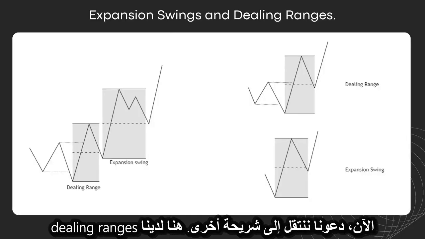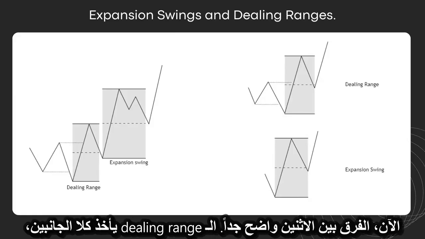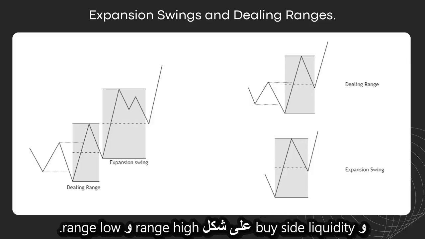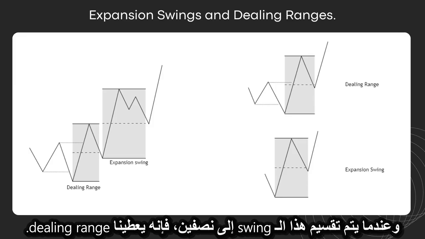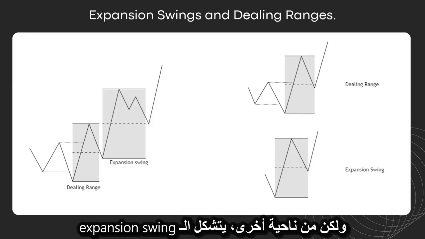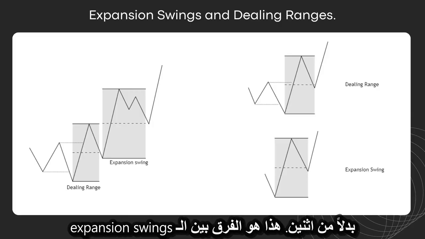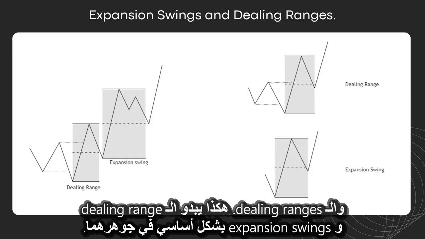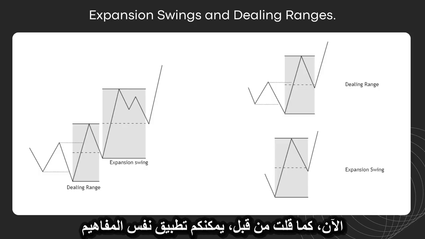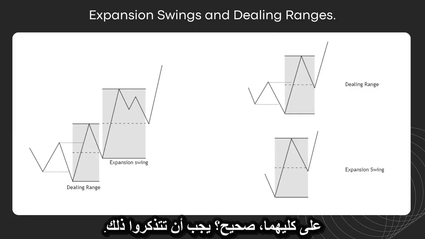Here we've got dealing ranges and expansion swings, right? Now the difference between the two is pretty clear. A dealing range takes out both sell side liquidity and buy side liquidity in the form of range high and range low, and then it forms this swing right here, and when this swing is divided into two halves, it gives us a dealing range. But on the other hand, an expansion swing forms after a dealing range, and it only breaks above one side of the range, instead of two. That's the difference between expansion swings and dealing ranges. This is how a dealing range and expansion swing basically look in a nutshell. Now, as I said before, you can apply the same concepts for both of them, right? You need to remember that.